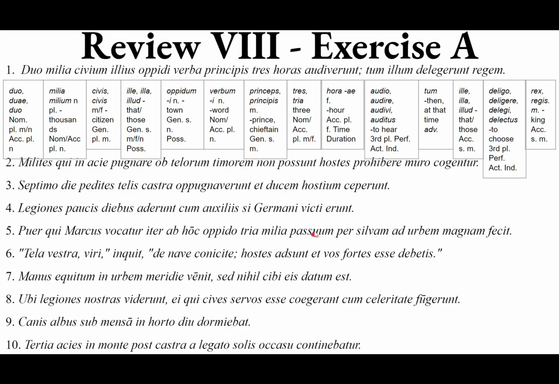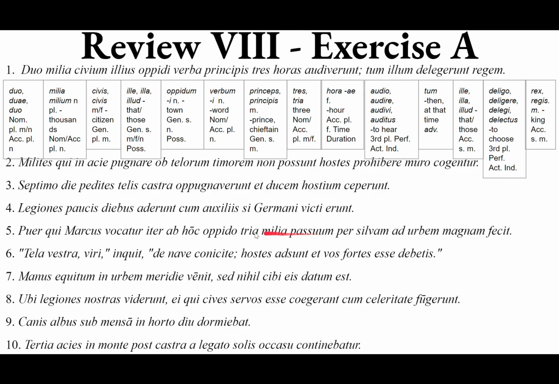So 3,000s, tria agrees with milia, 3,000s, and then remember that milia requires a partitive genitive to complete its meaning. 3,000s of what? Of paces. A pace is 2 steps, so a mile is roughly 5,000 of our feet. It's not too far off from a standard English mile. So 3,000s of paces. Per silvam, per preposition takes the accusative, through, motion towards. Silva, I feminine, forest, woods. We're going through the forest.